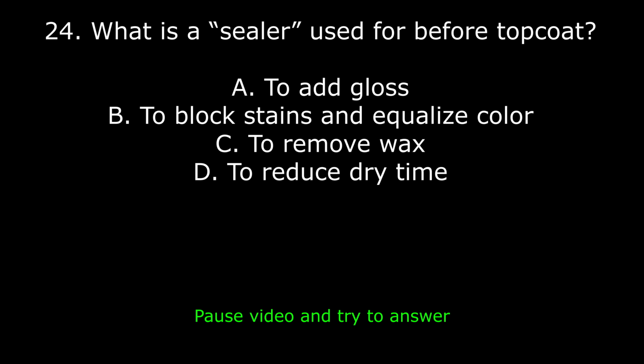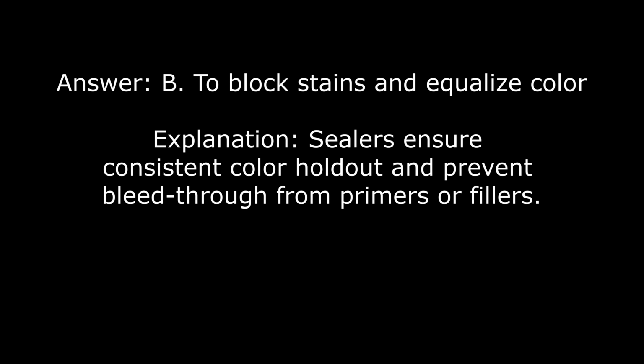24. What is a sealer used for before top coat? A. To add gloss. B. To block stains and equalize color. C. To remove wax. D. To reduce dry time. Answer. B. To block stains and equalize color. Explanation. Sealers ensure consistent color holdout and prevent bleed-through from primers or fillers.